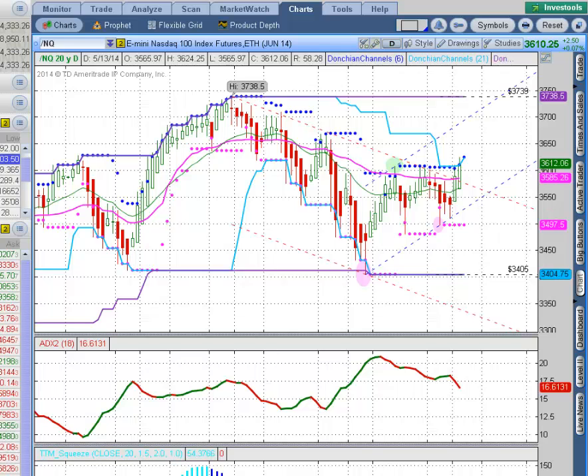The NASDAQ futures closed up slightly. Price is now in a short-term uptrend channel. We're seeing higher lows and we're expecting higher highs. Our next target is now 37.39.